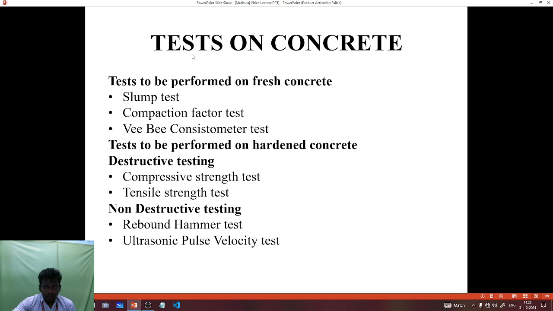And the tests on concrete should be performed before we dump it on the field or site work. For that we first have to conduct these tests to accredit it as proper concrete. The tests on fresh concrete are slump test, compaction factor test and VB consistometer test, and the tests on hardened concrete are destructive testing, compressive strength test, tensile strength test, and for non-destructive testing, rebound hammer test and ultrasonic pulse velocity test.